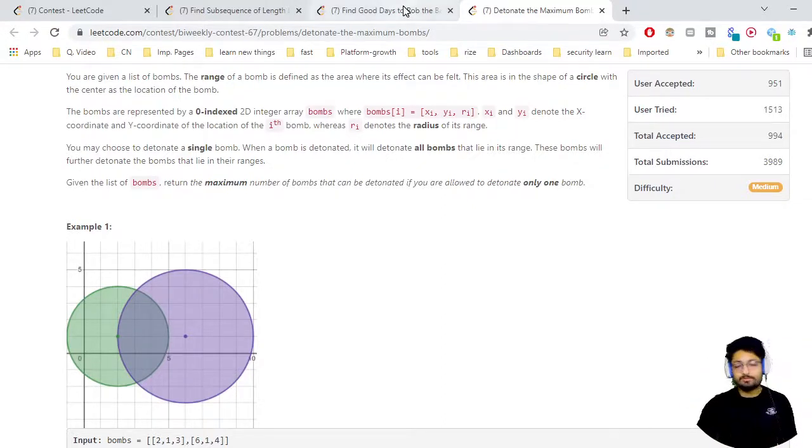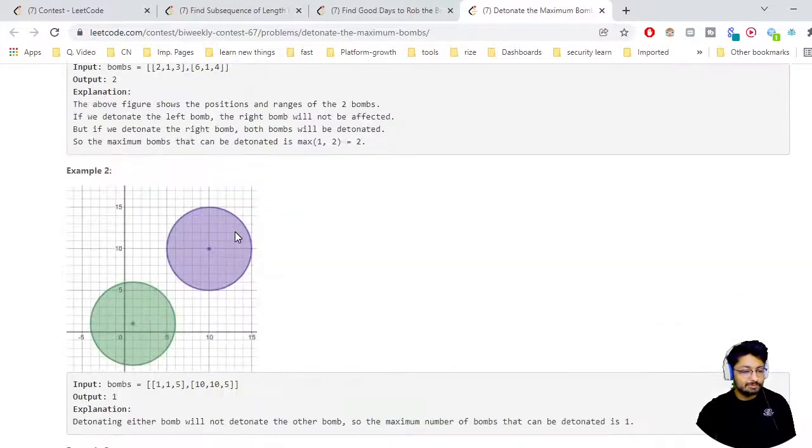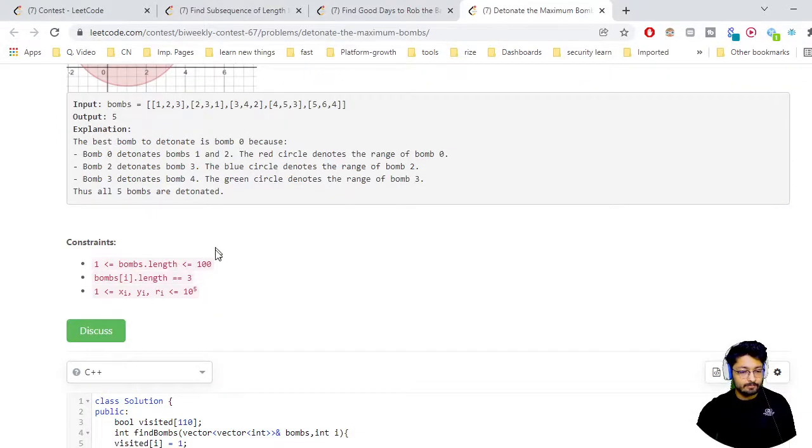Now we have to check it for every bomb, and check how deep I can go in the DFS. So it's an O of n squared approach. But you have to check that n is small enough to do that. And the bomb length is at most 100, so we can use the n squared approach. Which means we can just do a DFS for every starting point.